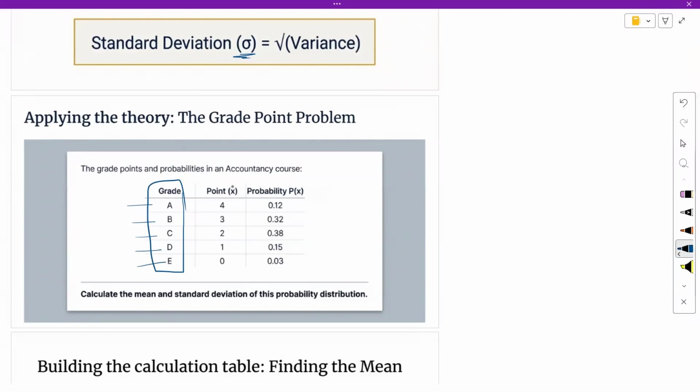If you get A, your GPA is 4. If you score B, GPA is 3. If you score C, GPA equals 2. If you score D, your GPA equals 1. If you score E, the point is 0.